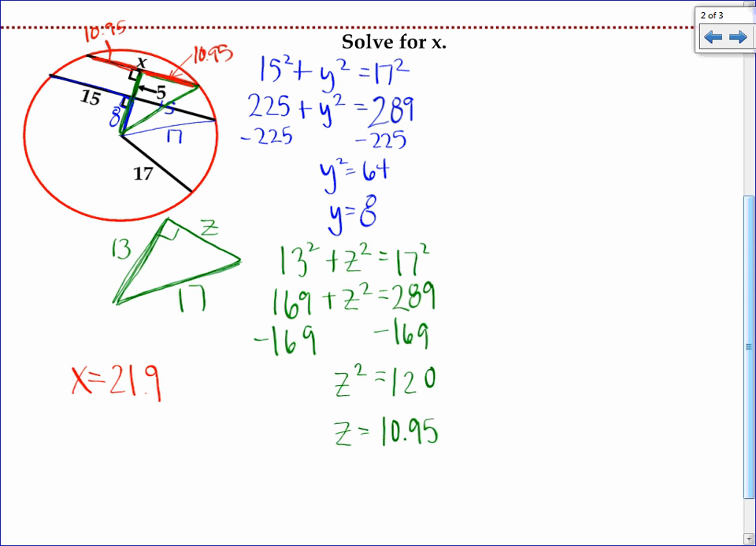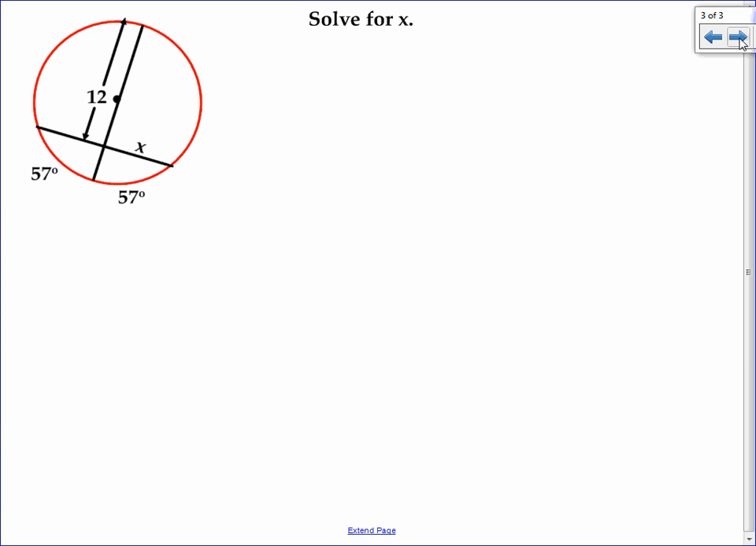Any questions on that? So use that radius to your advantage if you have a problem like this and swing it wherever you need it to go so that you can create those right triangles. All right, let's do the last page. We want to solve for x. Ready?